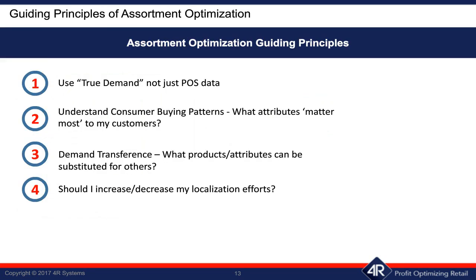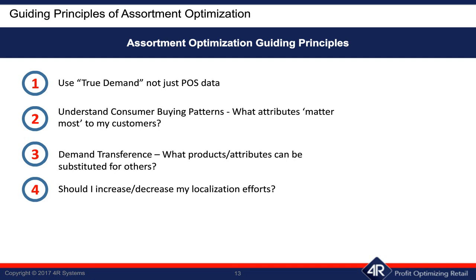So how do you do this? What are some of the guiding principles that we're going to talk through? The first one is a very deep idea and concept: you have to use true demand, not just point-of-sale data. It's typically an error that people make early on, just feeding point-of-sale information in. It has to be normalized, and it has to take things like demand transference into account, as well as a variety of other techniques. And Marcia's going to talk a little bit more about those in just a second.